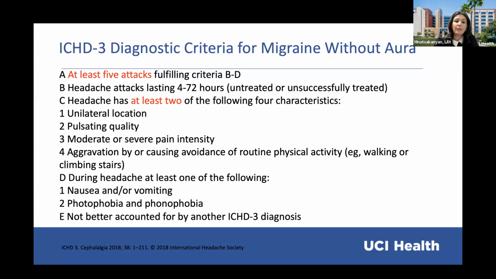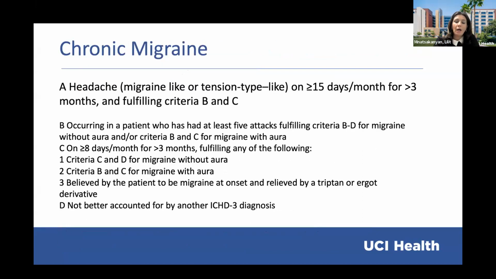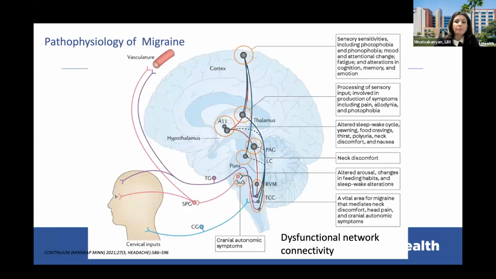In addition, there should be at least one associated symptom, such as nausea, vomiting, photophobia, or phonophobia. Now there's migraine with aura, where in addition to the symptoms we discussed, there is a warning that is either visual, commonly, for example, zigzag lines, or sensory or speech problems, etc. And for the chronic migraine category, basically the similar pain occurs 15 days a month.